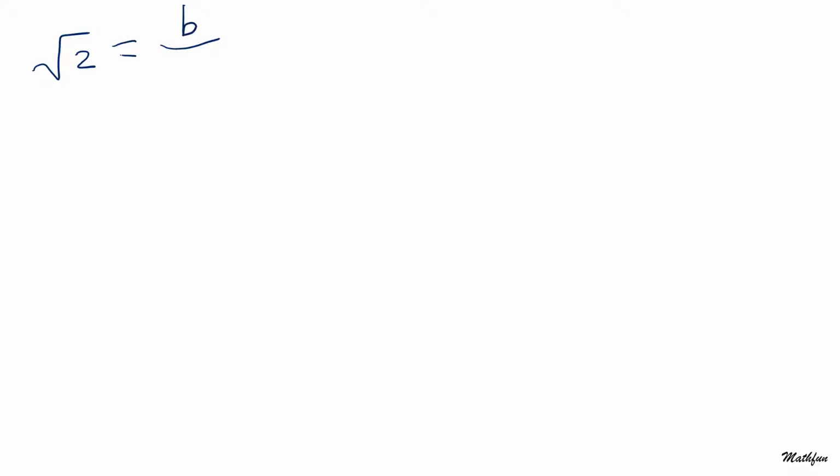So that means it equals b over a, where a and b are both integers. And we are going to choose b and a in such a way that they are the smallest. In other words, b and a do not share any common factors. So let's continue. What can we do from here?